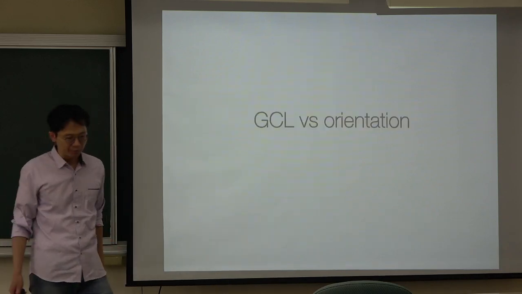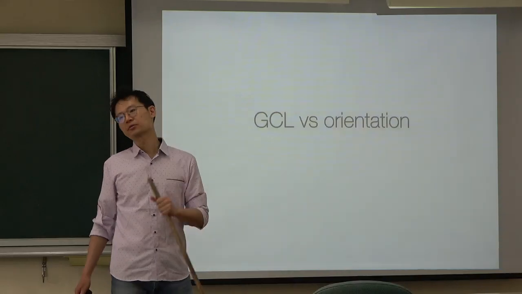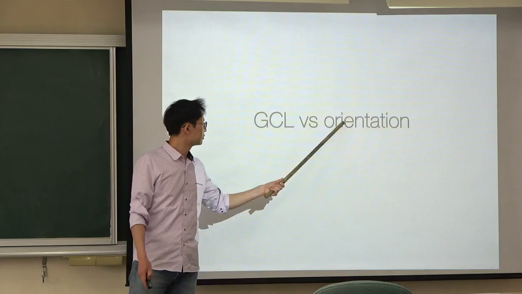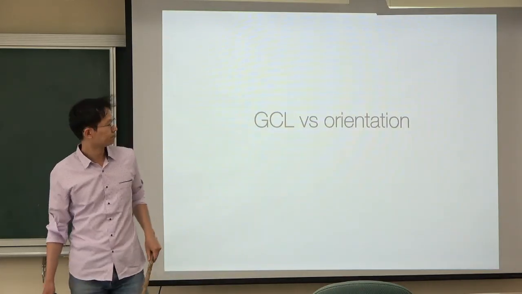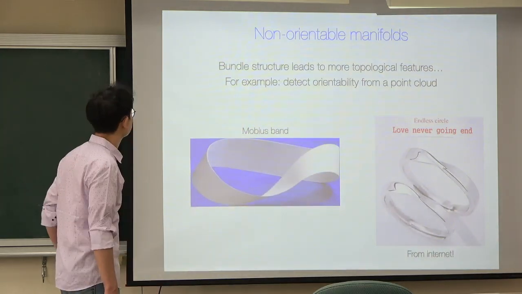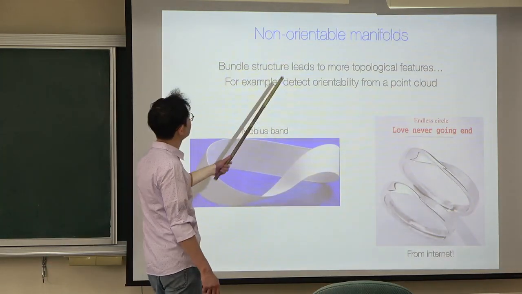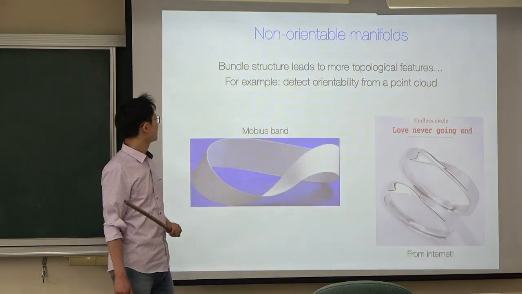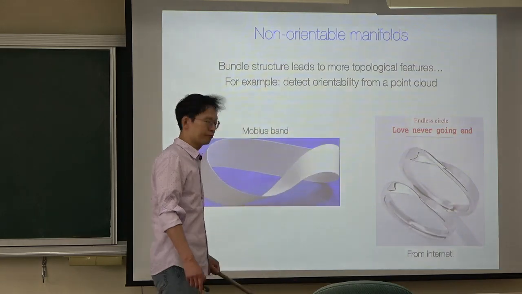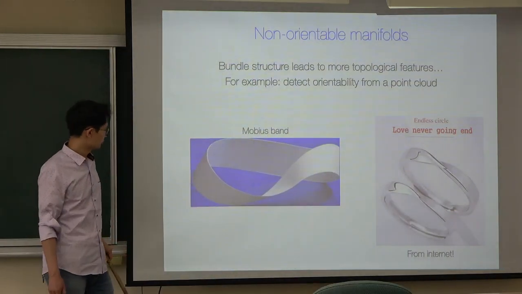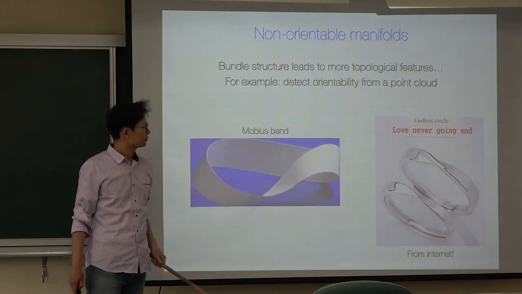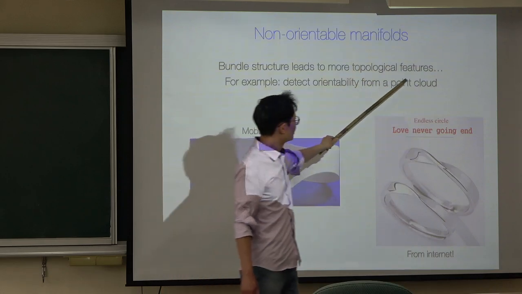So, what do we want today? Today, we want to talk about some topological properties of a manifold, and we will focus on the orientation. So what is orientation? You may recall that there are several different manifolds that are not orientable, and the bundle structure can help us figure out those kinds of topological features. For example, what we want is to detect orientability from a point cloud sampled from a manifold.